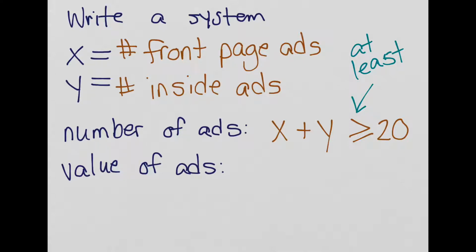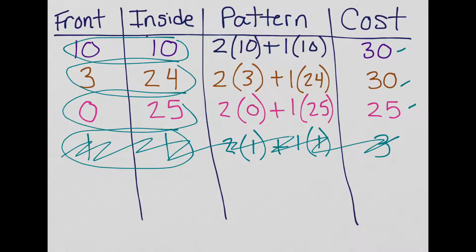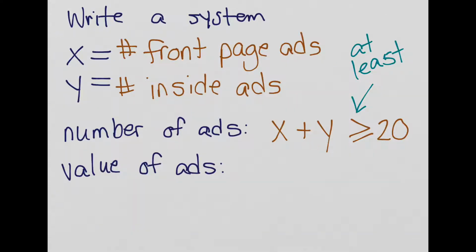Okay? All right, let's write another inequality that talks about how much money we are spending. This is going to go back to this chart right here. What were we doing in this pattern row? What if we did 2 times the front page, which was X, how many front page ads we bought, plus $1 times how many inside ads we bought? That looks like a good rule to me. In fact, that is going to be part of our inequality: $2 times however many front page ads plus $1 times however many inside ads.